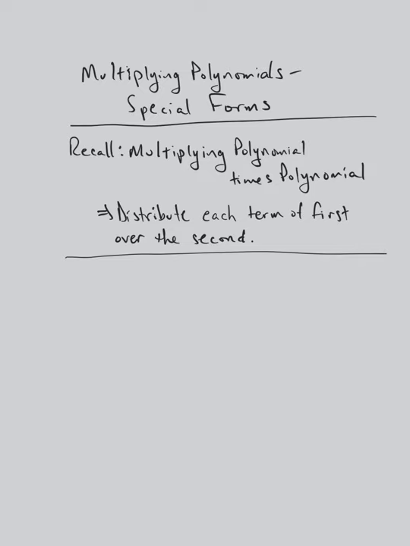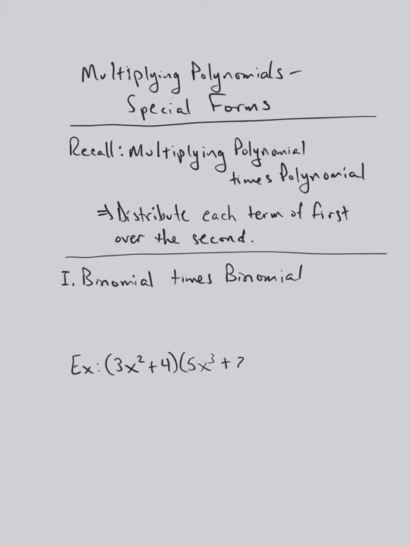Okay, and that's the first one, and this one you may have heard of and remember. The idea is that you have a binomial times a binomial, like that, and I mentioned this in my previous video. Let's just look at an example here. Say I have 3x squared plus 4, and I multiply that times 5x to the third plus 2.